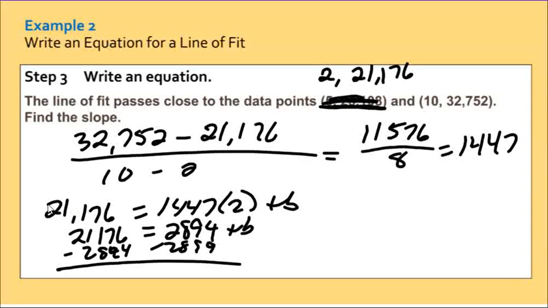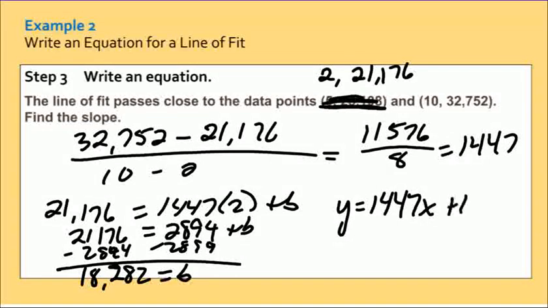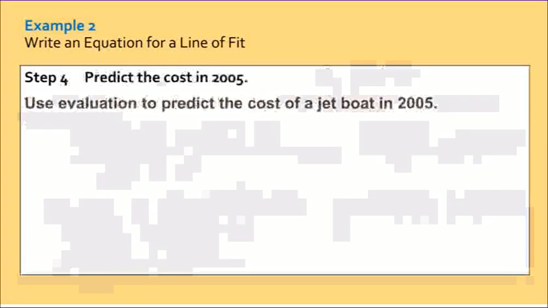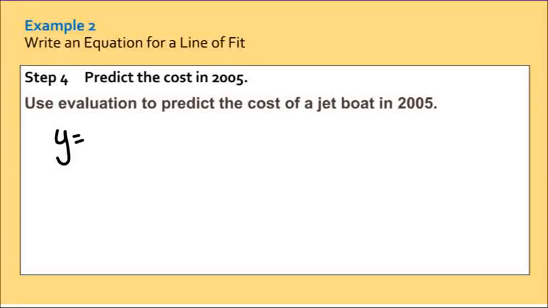So 21,176 minus 2894 gives us 18,282 for our b. So our equation would be y equals 1,447x plus 18,282. So y equals 1,447x plus 18,282.